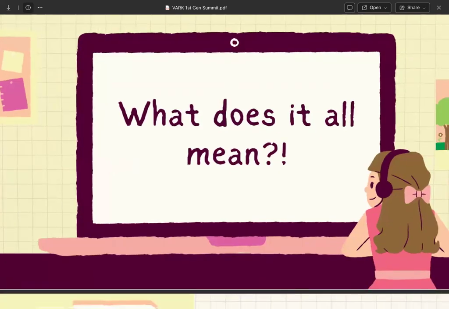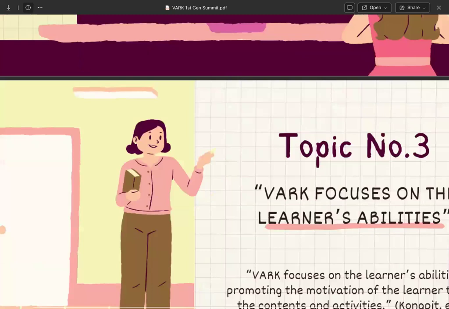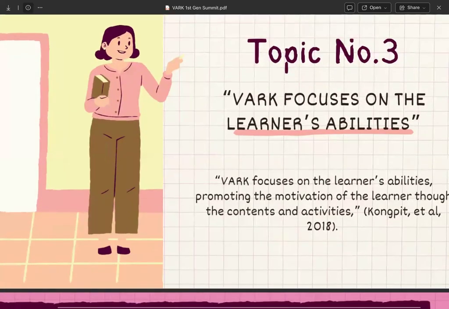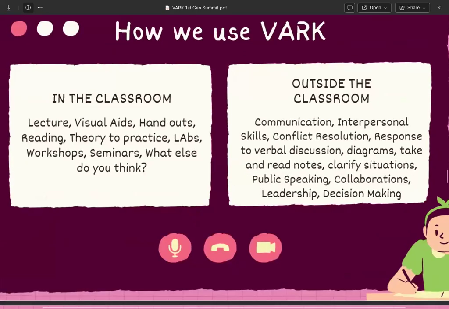So what does all this mean? Well, VARK focuses on the learner's abilities, promoting the motivation of the learner through the contents and activities. So how do we use it? Well, in the classroom, we use VARK with lecture, visual aids, handouts, reading, theory to practice, labs, workshops, seminars. What else do you think?